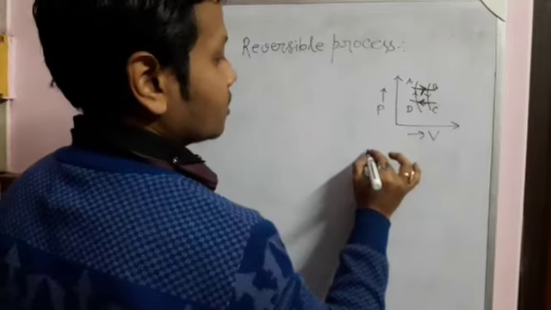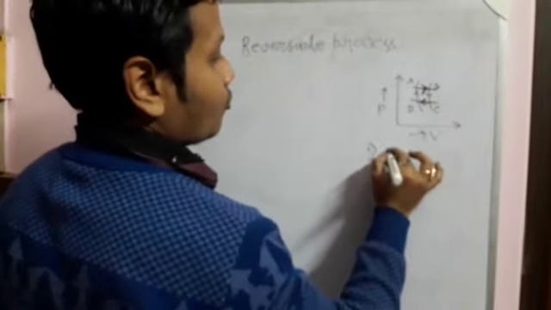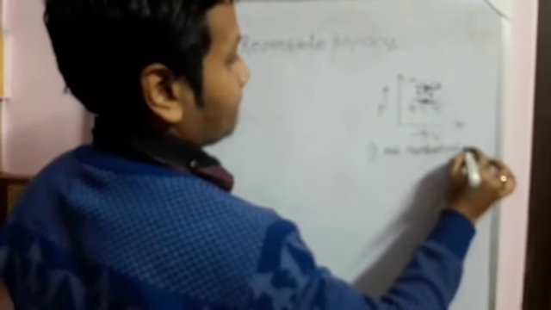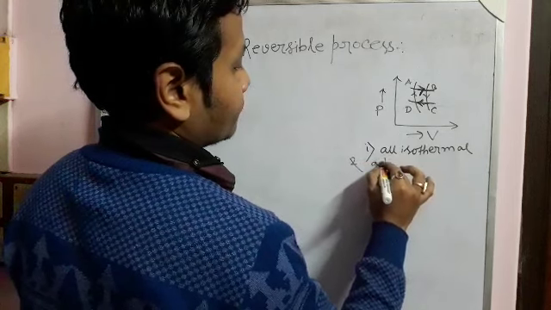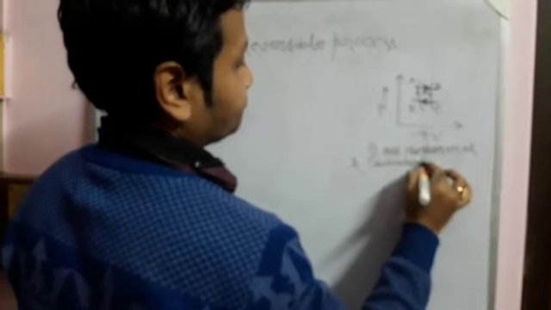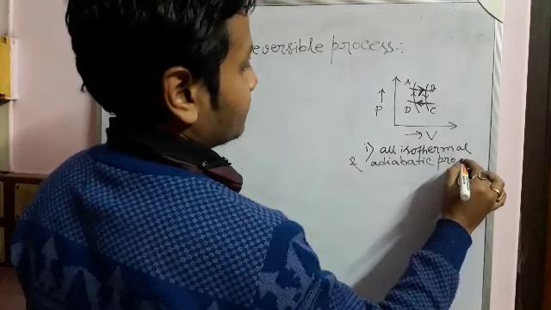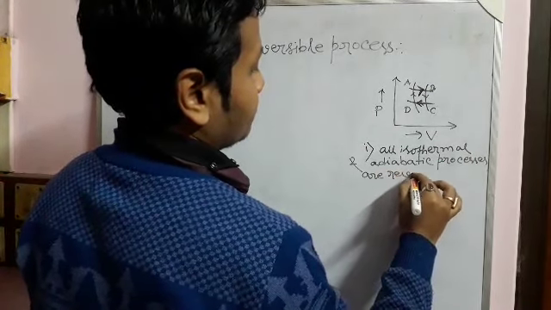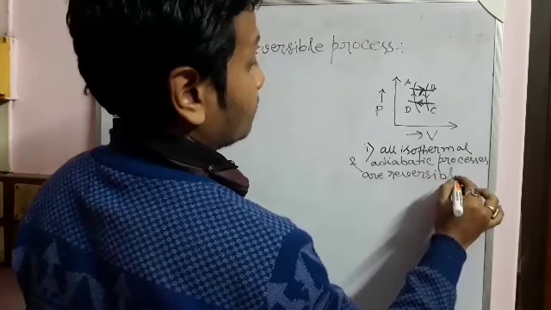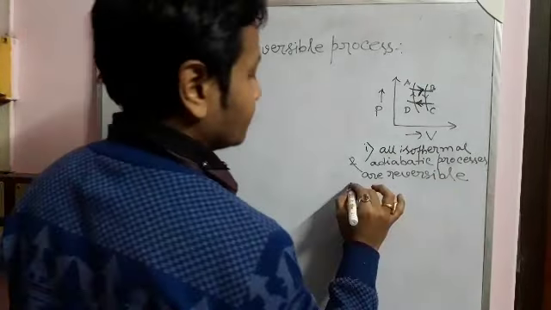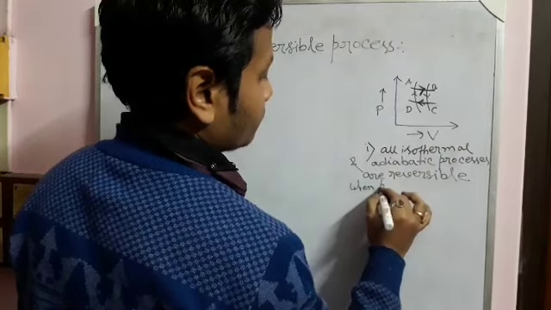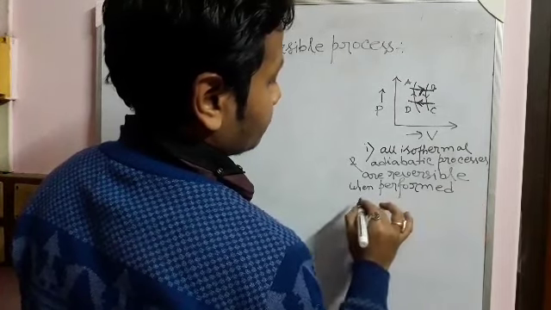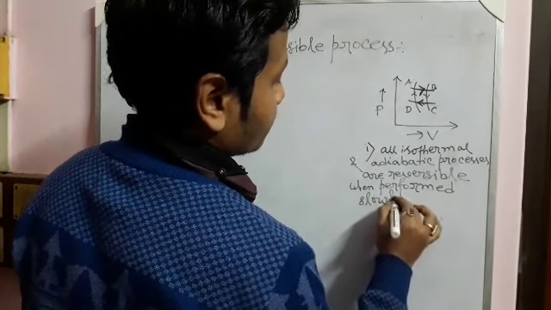That means you can say all isothermal and adiabatic processes are reversible. They are all reversible when they are performed slowly. Okay, so this is one example.